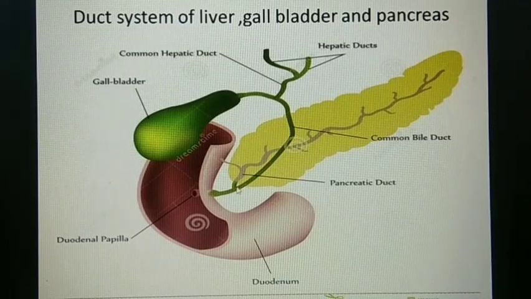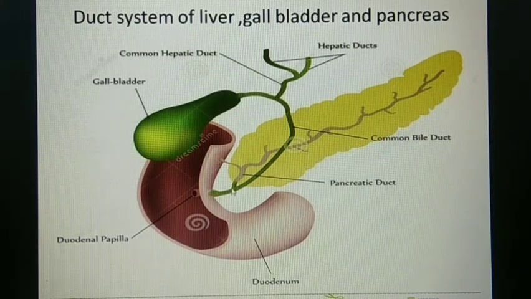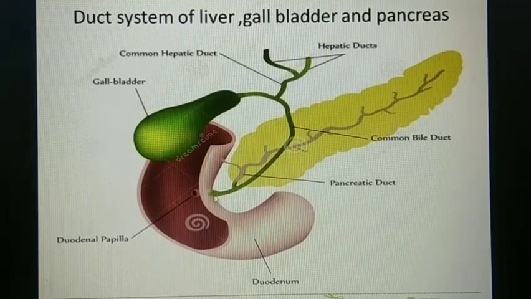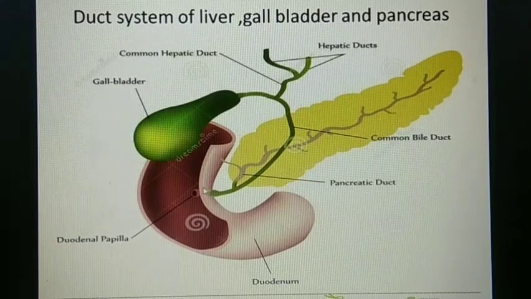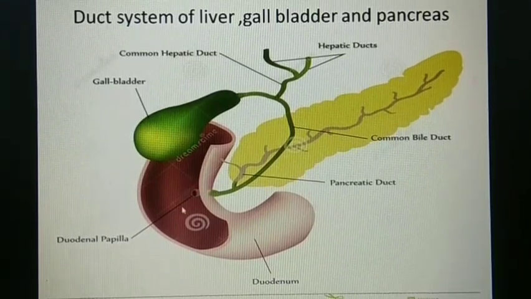this common bile duct and the pancreatic duct together will be joining to form this green color portion. This is called hepatopancreatic duct. Hepato is from the liver and also from the pancreas. So both the secretions are coming through this hepato-pancreatic duct, and they will open into duodenum. Okay, so this is the duct system.